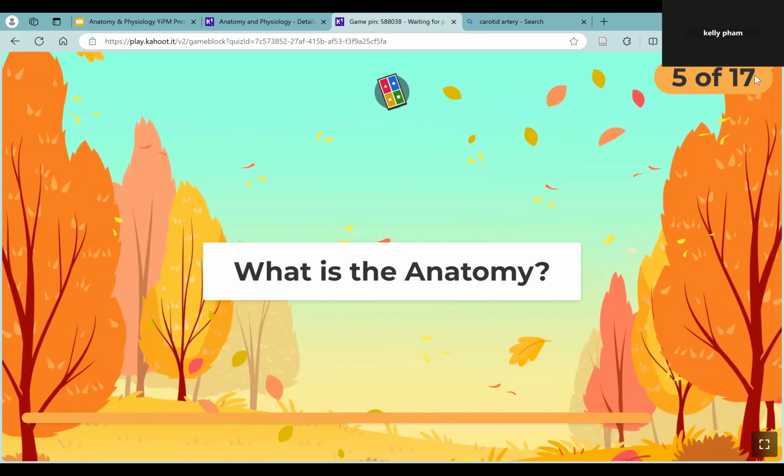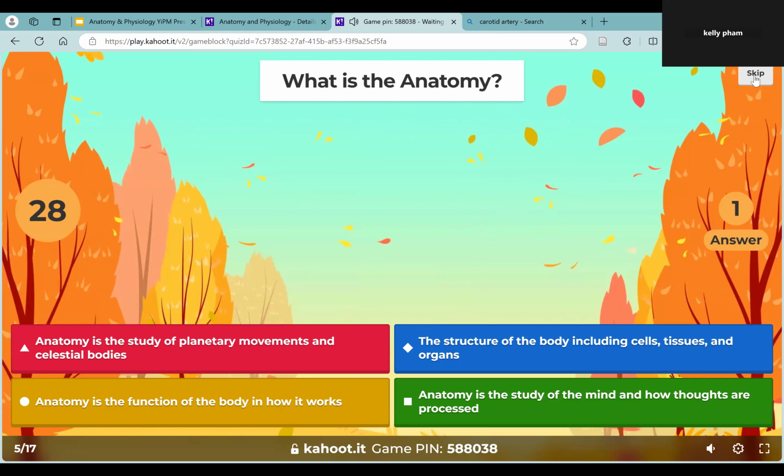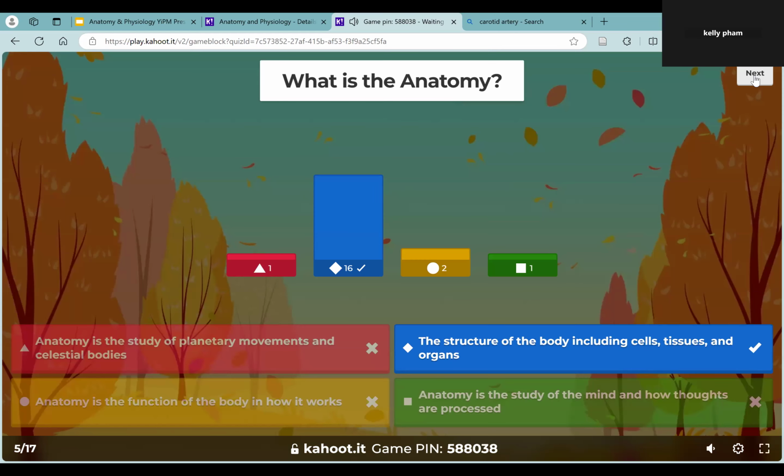What is the anatomy? Yes, so the anatomy is the structure of the body that includes the cells, tissues, and organs.